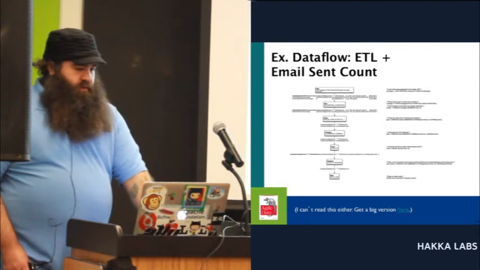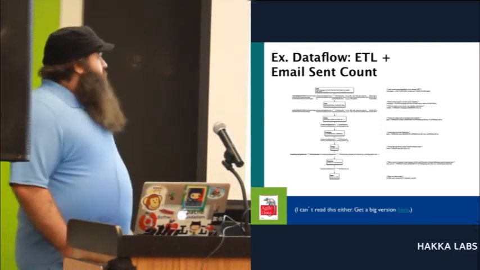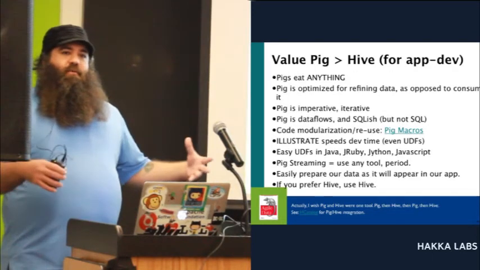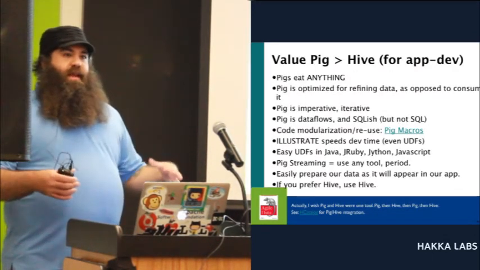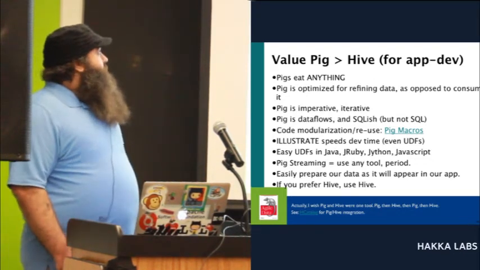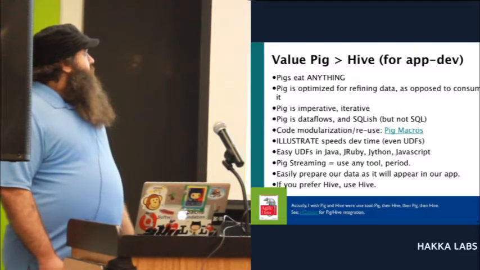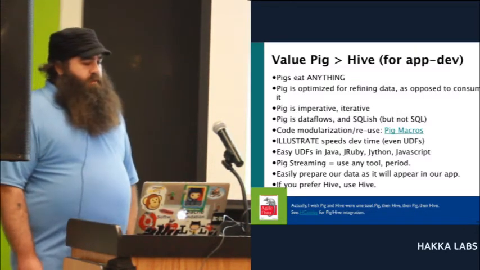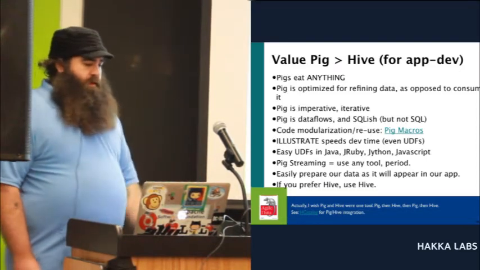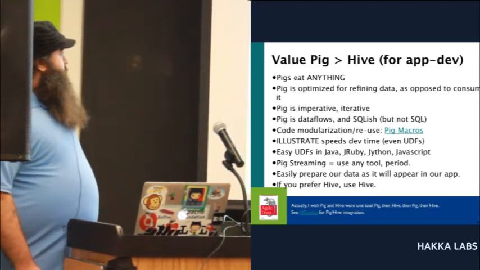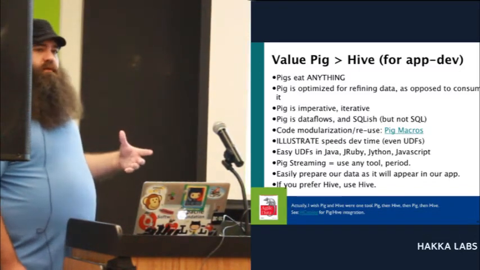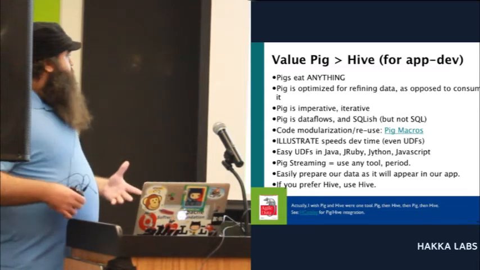This is a longer example. So what I'm getting at is Hive is really popular because it's like a data warehouse thing on Hadoop. You can get at data that's not very structured. It's very powerful. But for doing data science, I tend to value Pig over Hive for building analytics apps. Pig will eat anything. It's optimized for refining data as opposed to consuming it. It's imperative and iterative. It's data flows that are SQL-ish, but not SQL. But if you know SQL, it's easy to learn if you know a programming language.